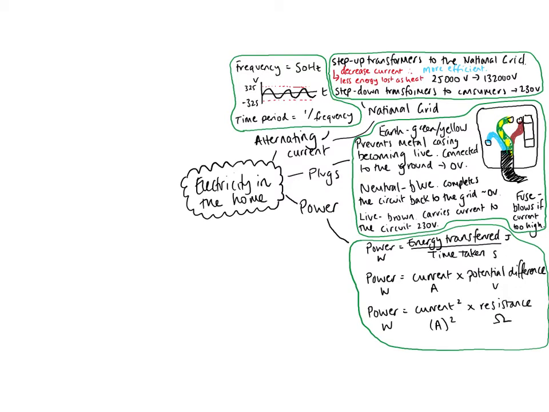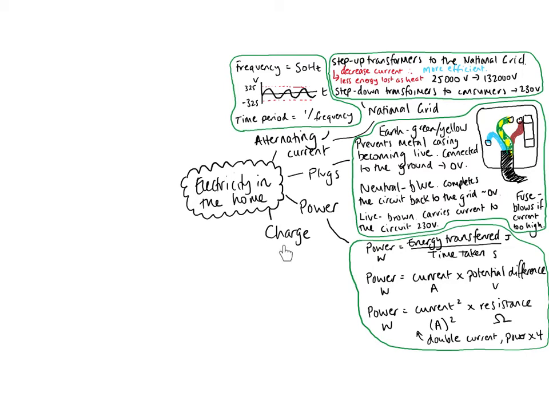And there's also another equation for power. Power equals current squared times resistance, or P equals I squared R. Again, watts, amps, and resistance, of course, is ohms. The main thing that this equation tells us is if we double the current, we increase the power by a factor of 4, and that's because of the squared term: 2 squared equals 4.